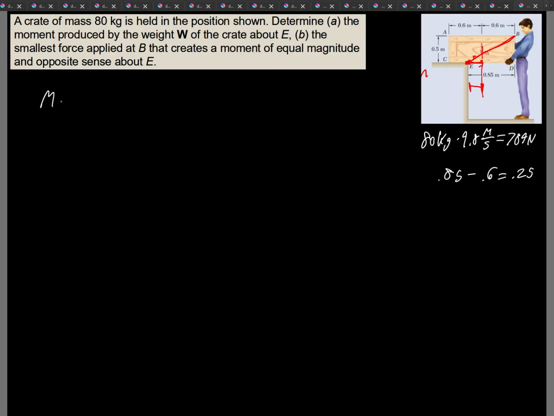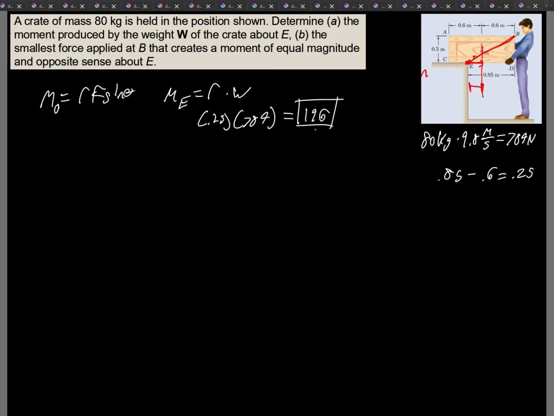So we know that the moment is equal to R F sine theta. But in this case, the moment about E is equal to R times W. It's going to be 0.25 times 784, which equals 196. So that's our answer for A.